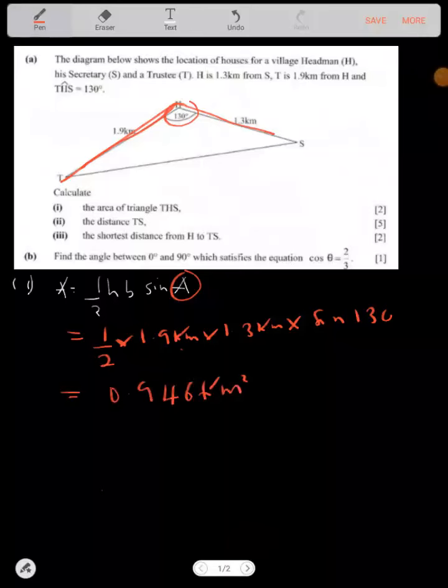First you find what sine 130 is. Sine 130 is 0.7. Then you multiply 0.7 by 1.3, we get 0.9. You multiply 0.9 by 1.9, which is 1.8. Then 1.8 divided by 2 gets 0.946 kilometers. Since they haven't given us the number of decimal places, it will be 0.95 kilometers squared.